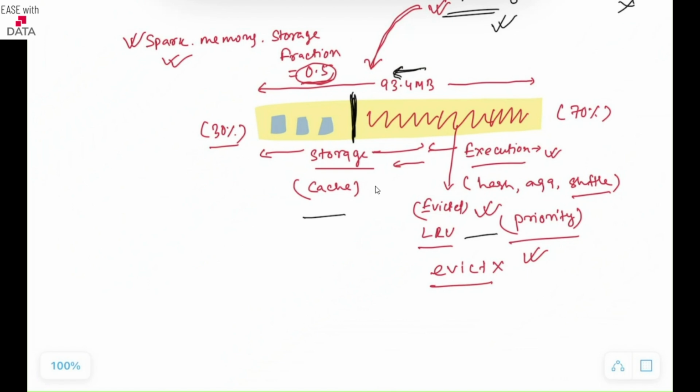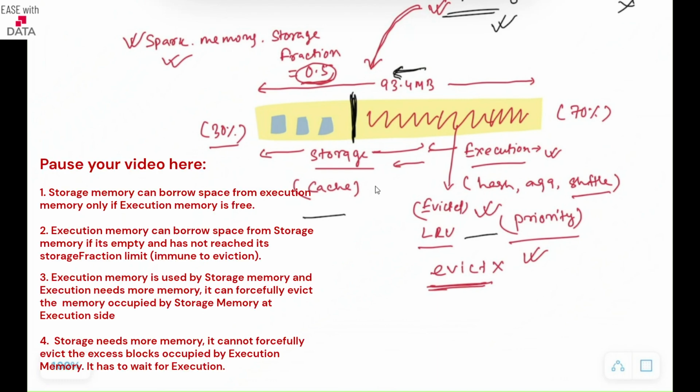So this is important to understand. Storage has to wait until execution frees up the memory. It cannot evict execution data out of the memory. So this is how the whole unified memory works. If I summarize, both storage and execution can expand to left and right as per their requirement, given either one is free. If storage requires more memory and execution is free, storage can shift to the right. And once execution requires more memory, it will start evicting the data being consumed by storage.